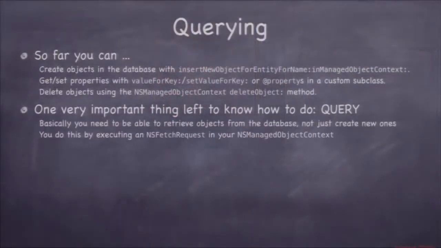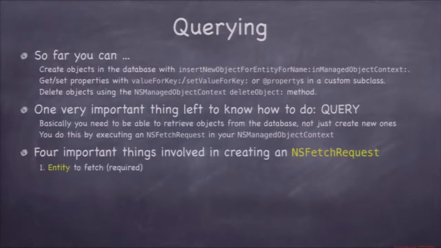So now you can create objects with insert. You can get and set the properties. You can delete the objects. One last thing you want to do in a database: query. Which means go out into the database and get me objects that match some criteria. So we do this in Core Data with an object called an NSFetchRequest. It's exactly what you think it is. You're requesting to fetch some objects from the database.